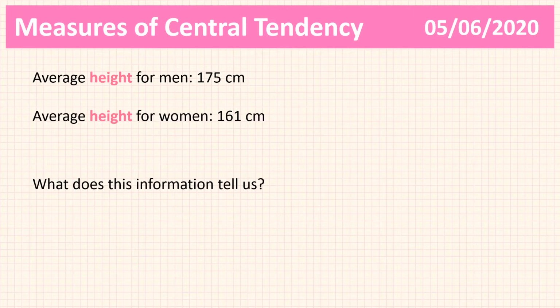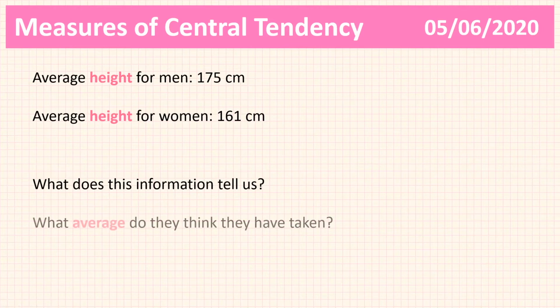So your first task is to look at these statements above. The average height of men is 175 centimeters and the average height of women is 161 centimeters. What does this information tell us? And what average do you think they've taken? What does it mean by average? What are they trying to say? Pause the video, have a go at that please.